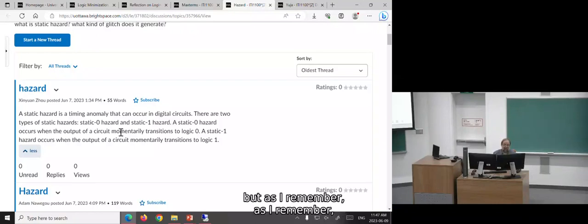But as I remember, a static 1 is something where the output should be 1 and then momentarily goes to 0 and then comes back. A static 1 hazard, the same example that I showed you, was a static 1 hazard. And a static 0 hazard is something where we want the output to be 0, but it goes to 1 and comes back. So I have to find which one is correct. But as I taught you, a static 1 goes to 0, comes back. A static 0 goes to 1, comes back. Okay. Very good, Jin Yuan.